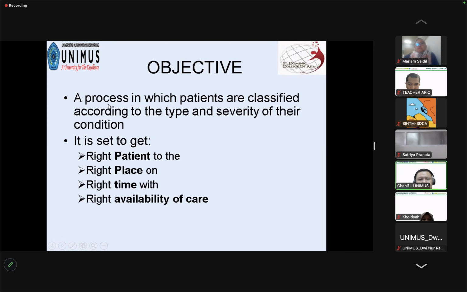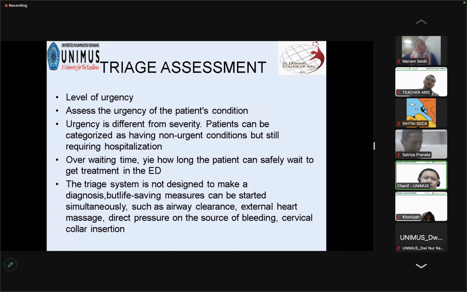Yeah, so a process in which patients are classified according to the type and severity of their condition is to get the right patient to the right place and the right time with the right available care. It is one of the objectives when we give the triage for hospital. Okay, yeah. It is one of the assessments that can be used to assess what level this patient is, based on the level of urgency. You can assess the urgency of the patient's condition.